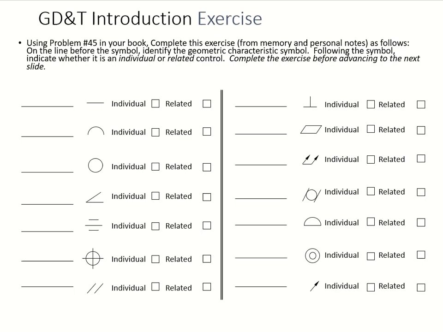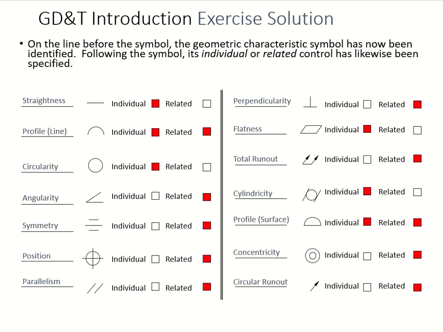So let's go back in here. So here is your GD&T. This is just a little exercise. You have to identify which one is related and which one is not related. So you go back to our summary table that I gave you. Each one of them, of course, I've already done for you. So therefore, straightness is individual, profile is individual, and circularity is individual. So go all the way to your circular runout.